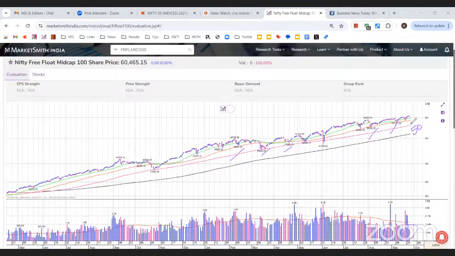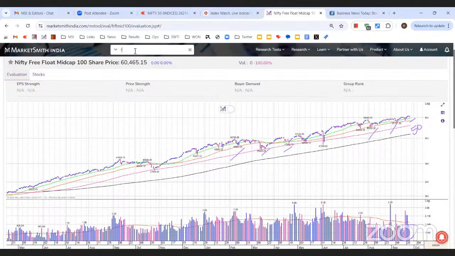The 21 DMA has been tested a couple of times, and it found support at its 21 DMA. For the mid-cap index also, the 50 DMA has been acting as a very good support in the past as well. So that level is going to be a very crucial level for the Nifty mid-cap as well.